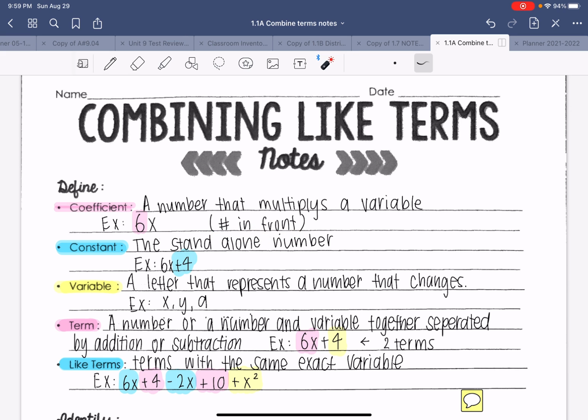A constant is the standalone number. For example, here we have 6x plus 4. And 4, our positive 4, is our standalone number. It's the number that does not have a variable. It does not have a letter next to it. As you're writing these terms down, you should be pausing the video and writing them down because I will be going through the vocabulary pretty fast.